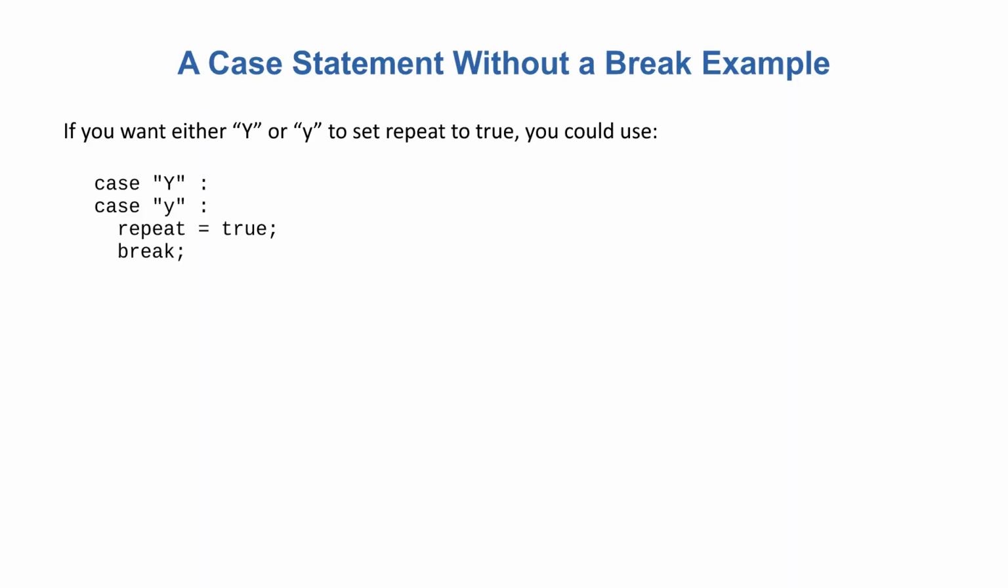Next, we'll let the user enter either uppercase or lowercase letters for encode, decode, or quit. This is easy to do using case statements. If you have a case statement without a break statement, the program continues to run the code in the next case. For example, if you want either uppercase Y or lowercase y to set repeat to true, you could use code like this: a case for uppercase Y and a case for lowercase y with no break between them. This will run the same block of code for either case.